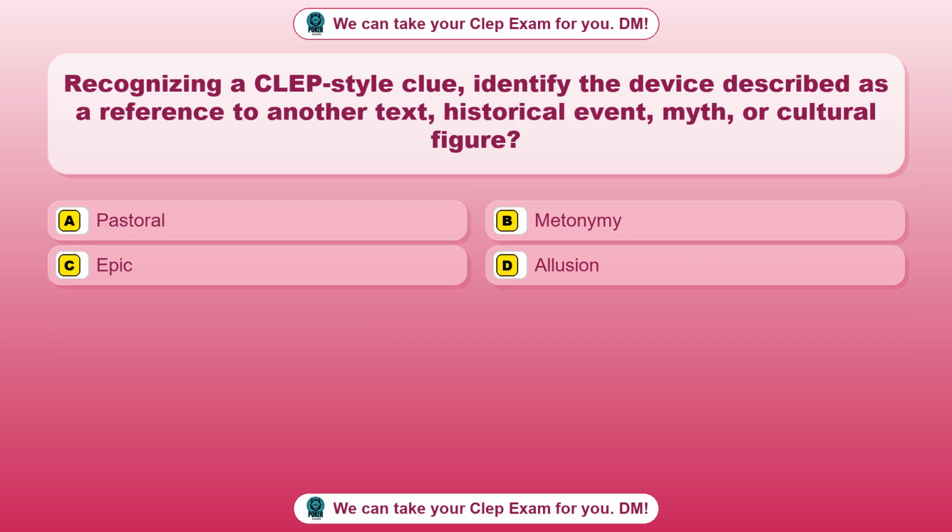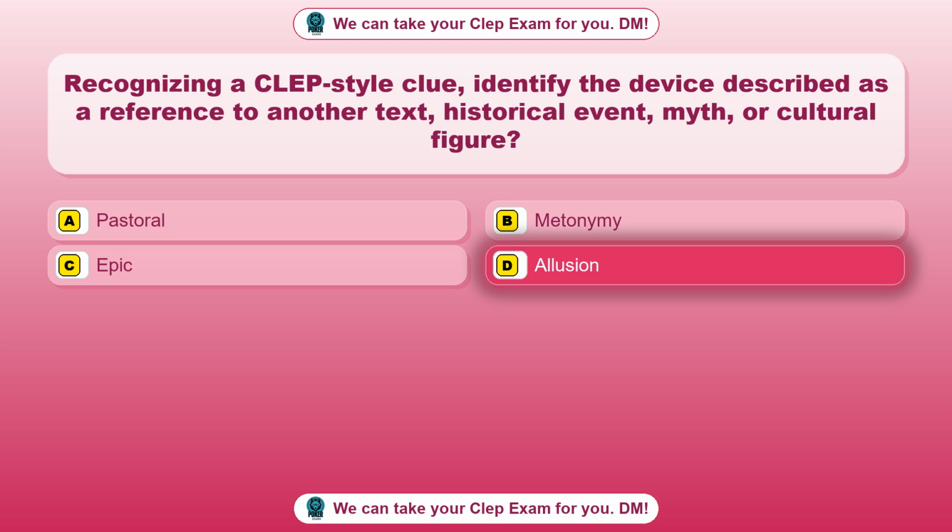Recognizing a CLEP-style clue, identify the device described as a reference to another text, historical event, myth, or cultural figure. Option A, pastoral. Option B, metonymy. Option C, epic. Option D, allusion. The correct answer is option D, allusion.